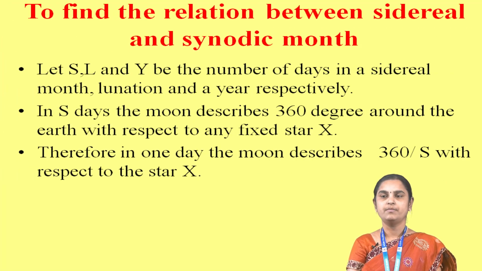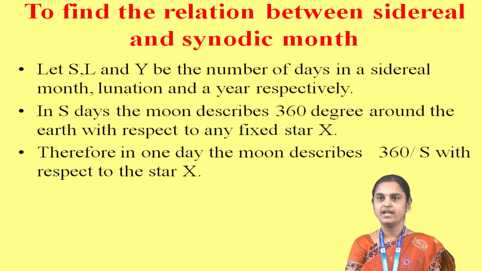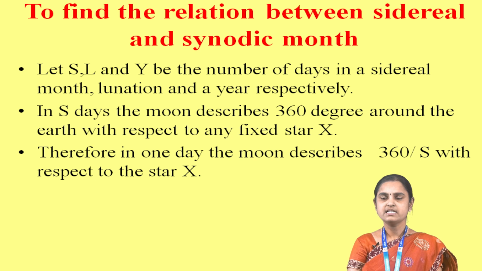Let us find the relation between sidereal and synodic month. Let S, L, Y be the number of days in a sidereal month, lunation and a year respectively. That is, S represents the number of days in a sidereal month, L represents the number of days in a lunation and Y represents the number of days in a year. In S days, the moon describes 360° around the Earth with respect to any fixed star X. Therefore, in one day, the moon describes 360 divided by S with respect to the star X.